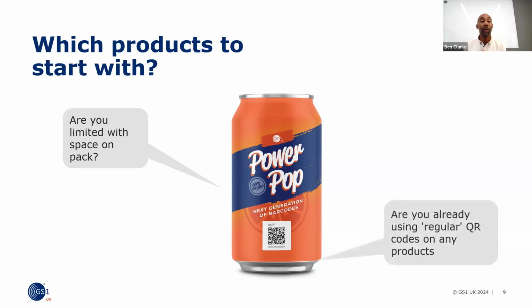Of course, you could always target products which are already using typical non-GS1 QR codes. I've got to be careful with my use of the word standard there. So if you've already got room for a QR code on products, it seems like a logical progression. Well, let's focus on those ones. Let's take that bog standard QR code and improve it with QR codes powered by GS1. We've already got space on pack to do that.